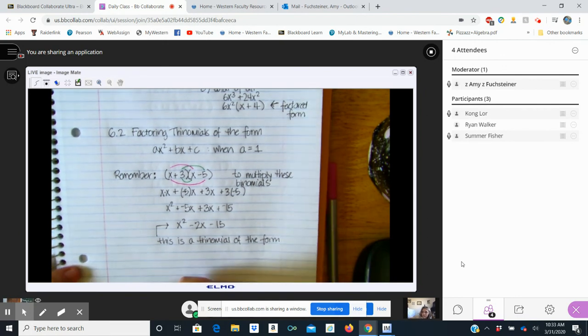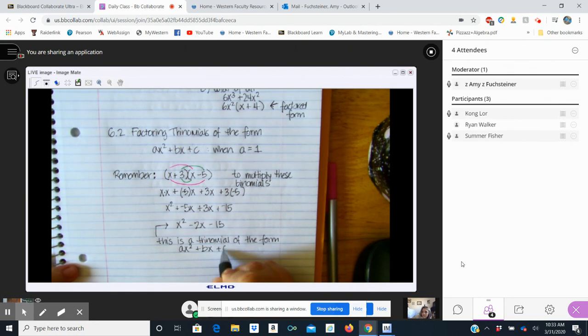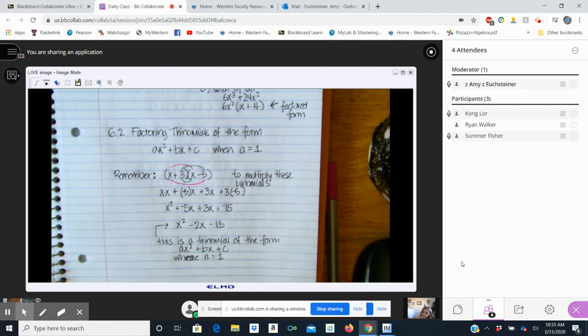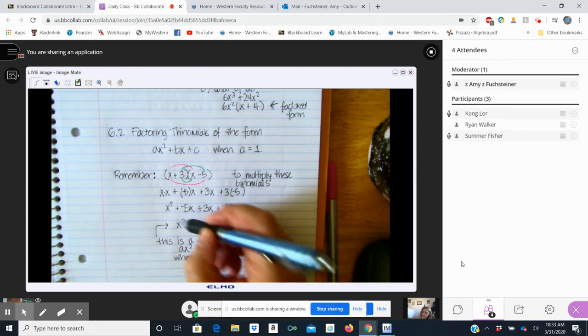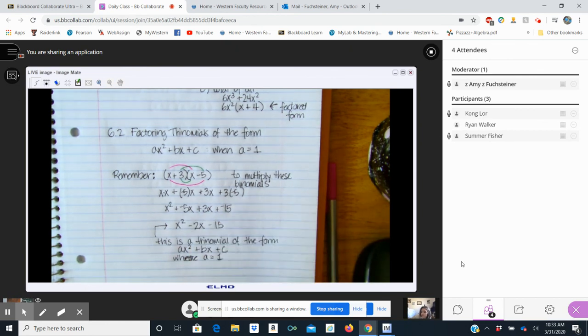This is what we're talking about when we refer to a trinomial of the form ax squared plus bx plus c. Where a is equal to 1. Because there is a 1 there that we don't usually write.